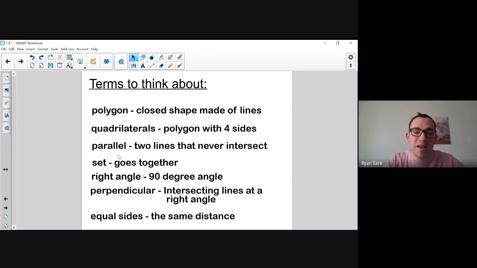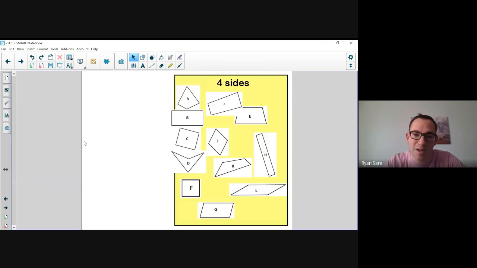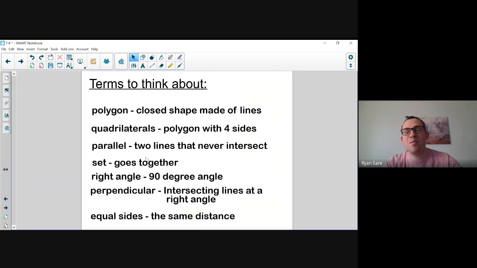In order to compare and classify the quadrilaterals, we need to know what these terms are talking about. Parallel lines and right angles are big. Perpendicular, that's a term that we might come into later. So I just wanted to share that with you. Equal sides is going to come up. If all the sides are the same distance, let's find a shape that matches that. It looks like F. Every single side is the same length. Same thing with I. All the sides are the same length. So keep these terms in mind.